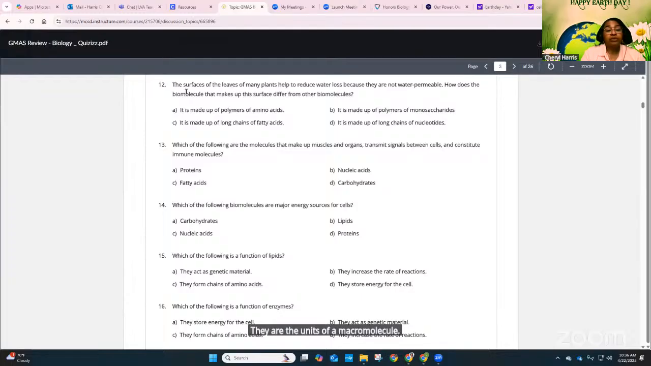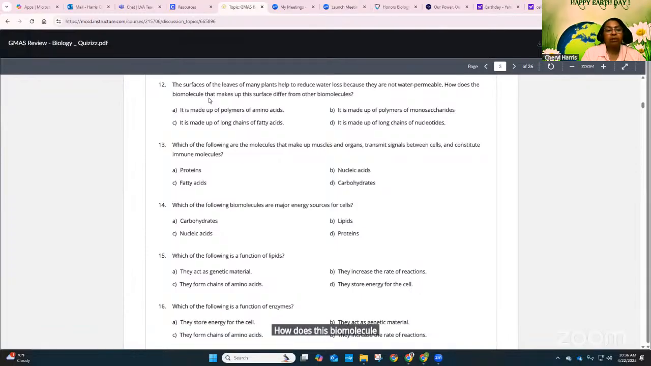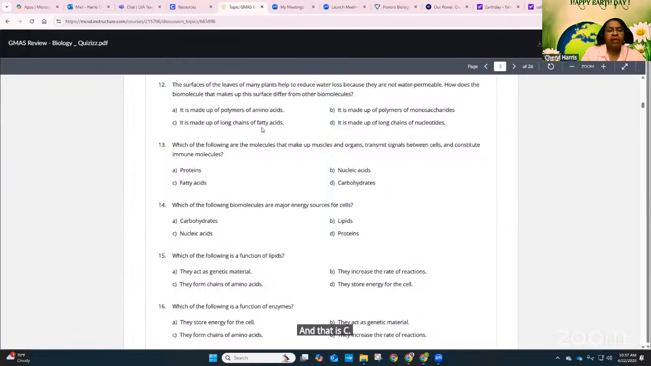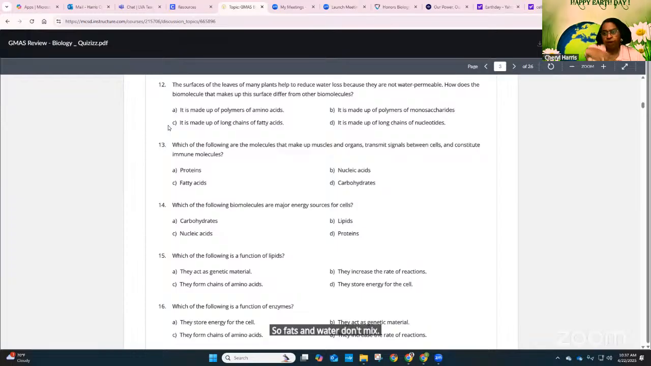All right, 12. The surface of the leaves of many plants can help reduce the water loss because they are not water permeable. How does the biomolecule that makes up the surface differ from other macromolecules? And that is C. It is made up of long chains of fatty acids. You know, water and oil don't mix, right? Or fats and water don't mix. So if you try to pour water on the leaf of a plant, it just rolls off. And that's so that it can retain the water that's inside.